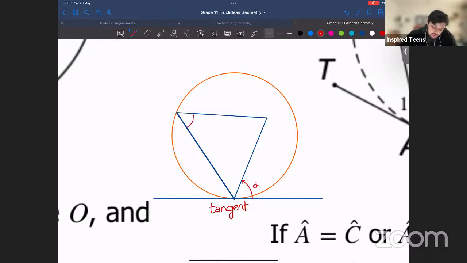Alpha is going to be equal to angle subtended by that chord. This is a normal example. Definitely nothing wrong with this example. Okay, absolutely not. This is incorrect.